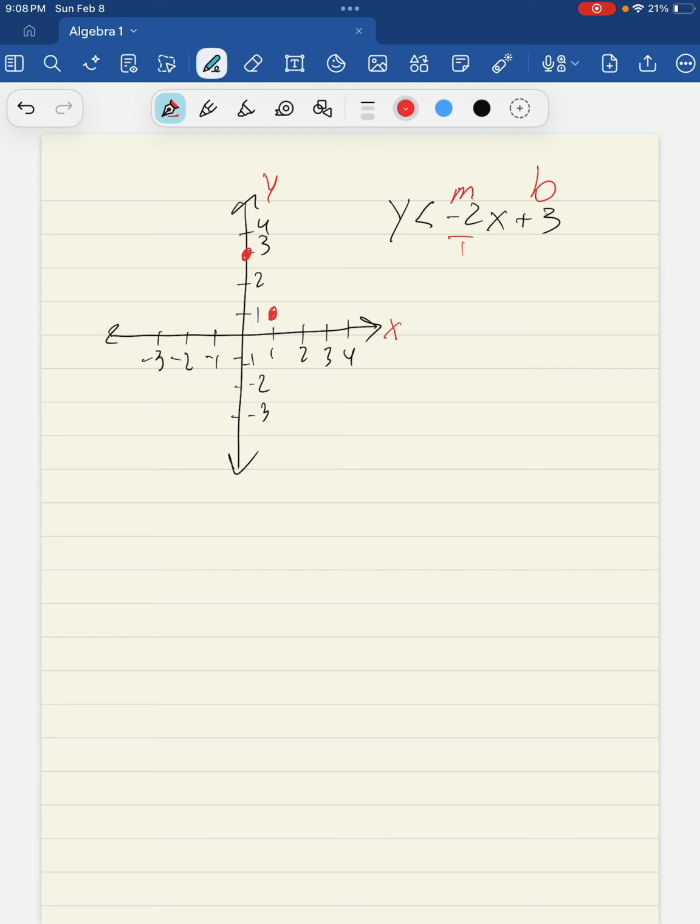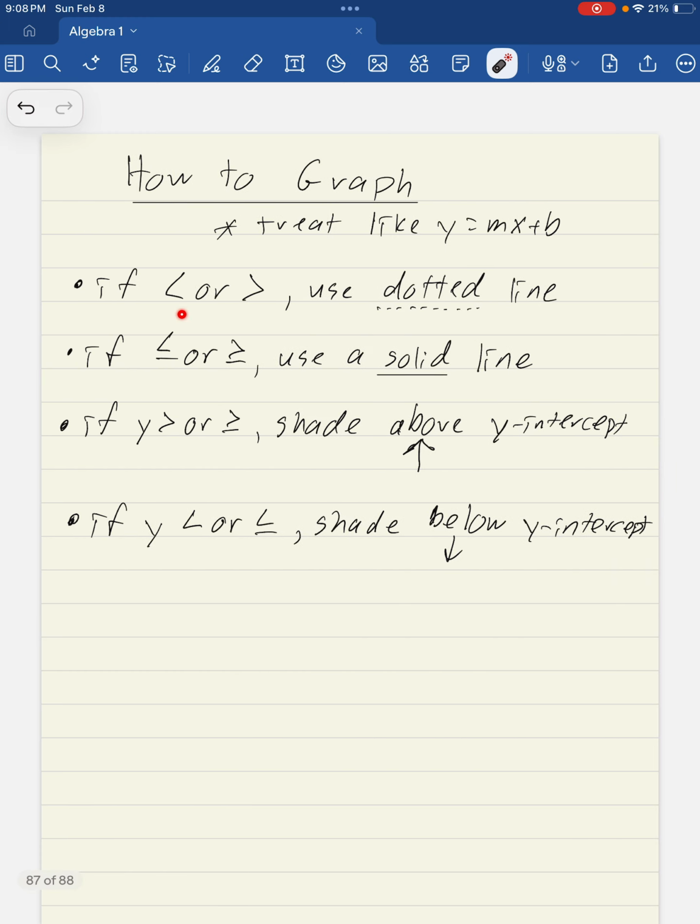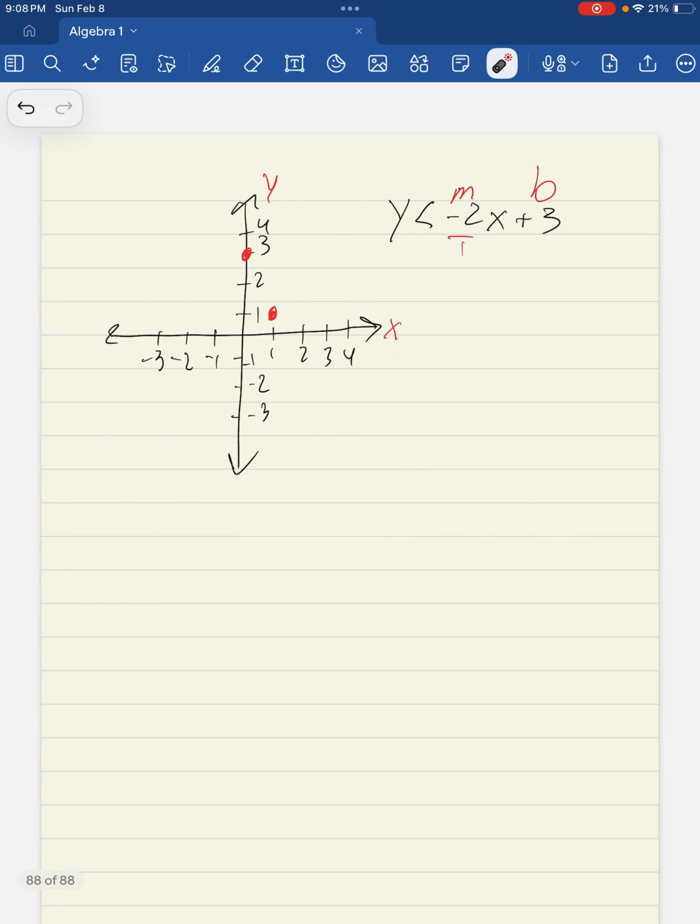Now I pause. Why am I pausing? Because now the rest of the problem needs to get solved with my inequality rules. Y is less than. What kind of line do I use? I use a dotted line. You can also use a dashed line. Some teachers will say that. It's really whatever you want to do. Maybe dashed works better, not going to lie. But it can't be a solid line.